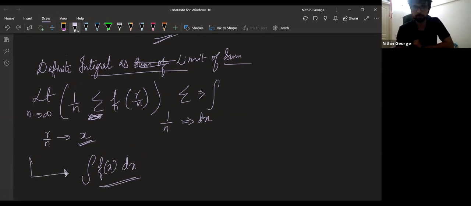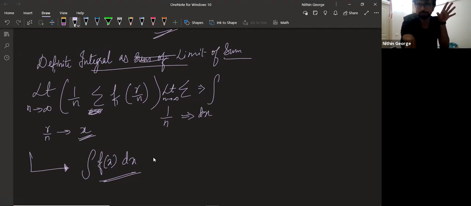This is it. You're transforming a limit into an integral. This is very useful. Understand this? 1 by n, you simply take as dx. r by n, you take as x. And sigma and limit n tends to infinity together become the integral sign. I'll show a question and demonstrate, it'll make more sense then. But for now, understand this much.